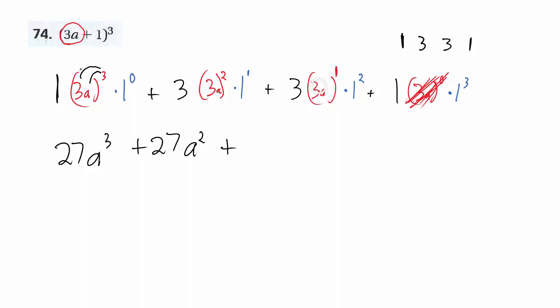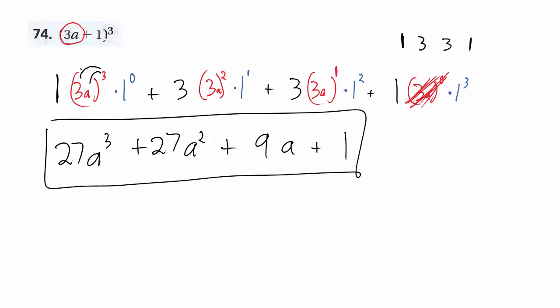Plus, and then now it's a to the 1st power, but I'm just going to write the a. 3 times 3 is 9. Plus, and then this is all just 1 because it's 1 times 1 times 1 times 1. So plus 1. So that is number 74 all expanded.